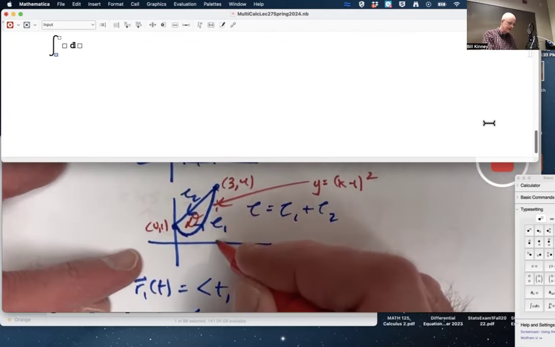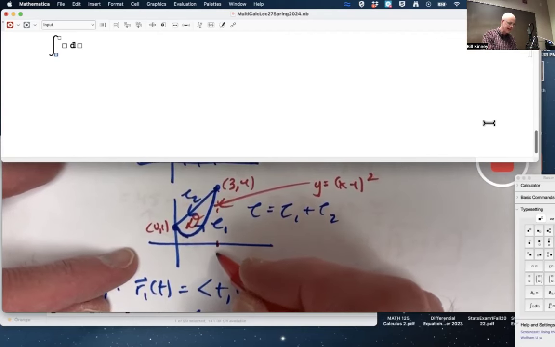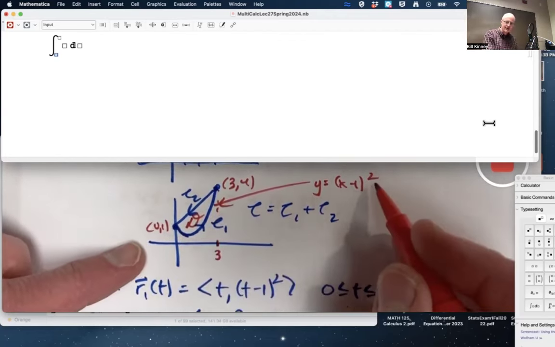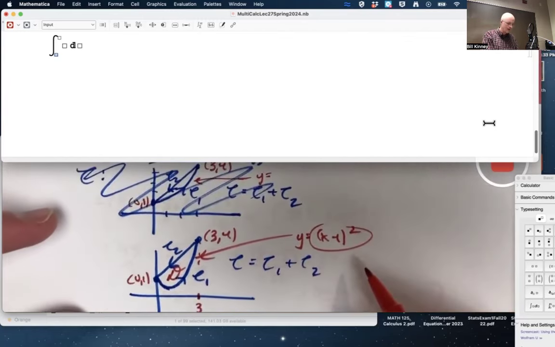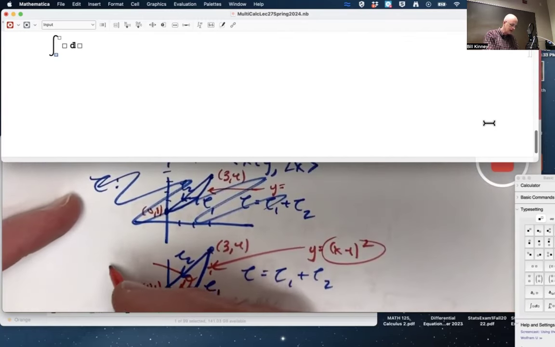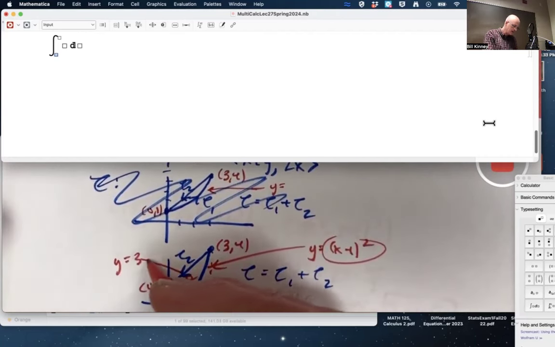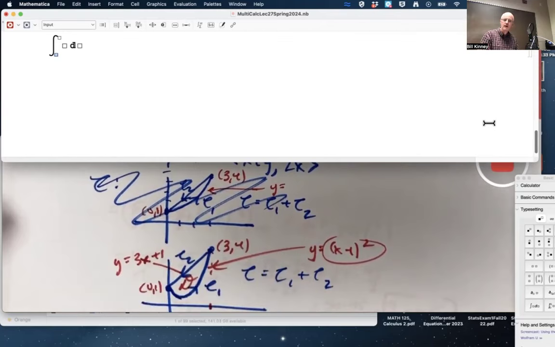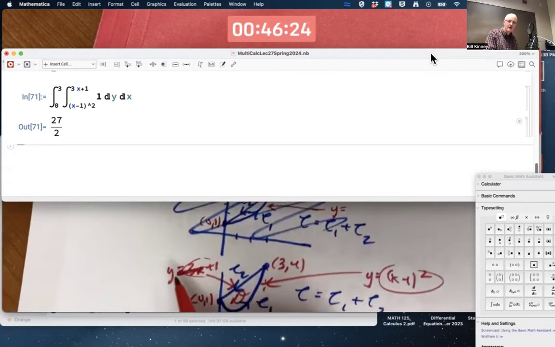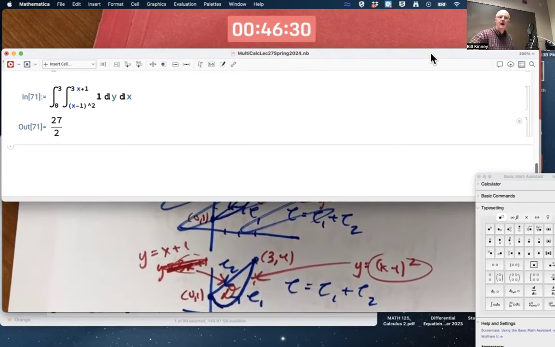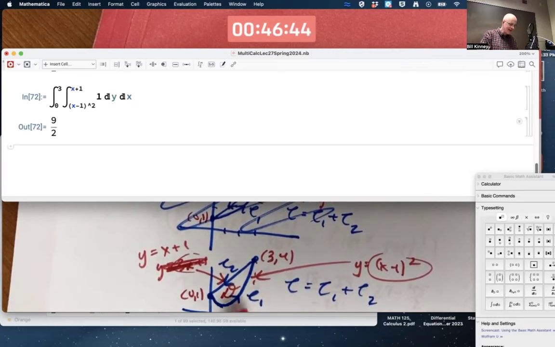If we think of it as vertically simple, between the graphs of two functions of x, x goes from 0 to 3, and x would be the outer integral. And y goes between these two functions of x. This function on the bottom, what about on the top? It looks like y equals 3x plus 1. It's not 3x plus 1. It's x plus 1. There we go. Which is the same then as the area of this region.